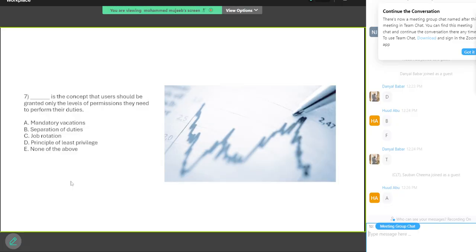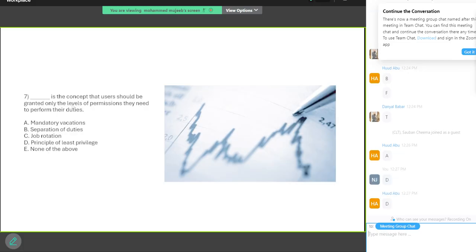Dash is the concept that users should be granted only the level of permissions they need to perform their duties. What is the answer? Mandatory vacations, separation of duties, job rotations, principle of least privilege, none of the above. What do you all think?